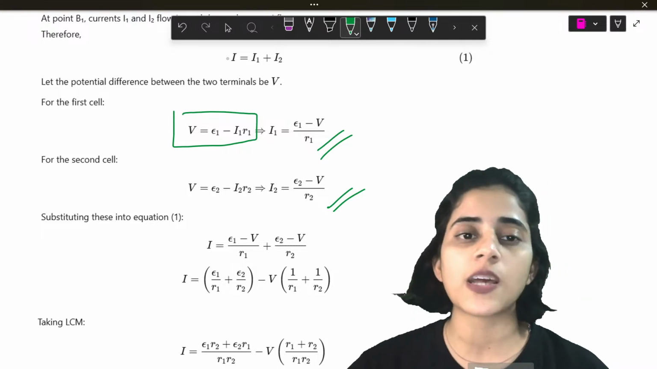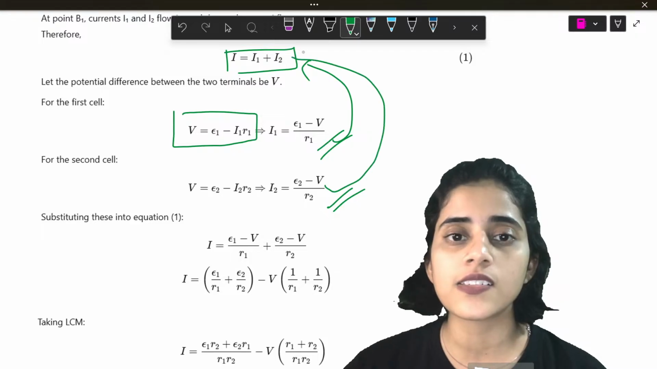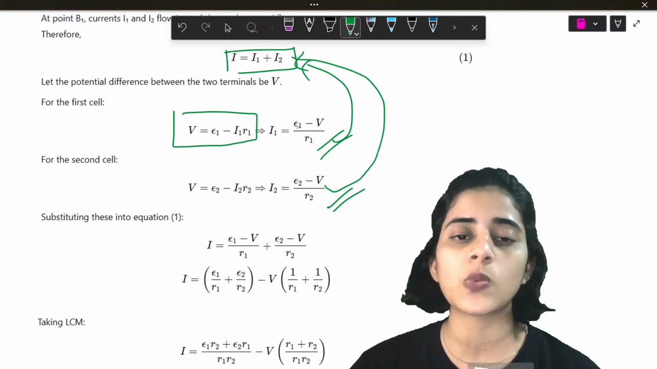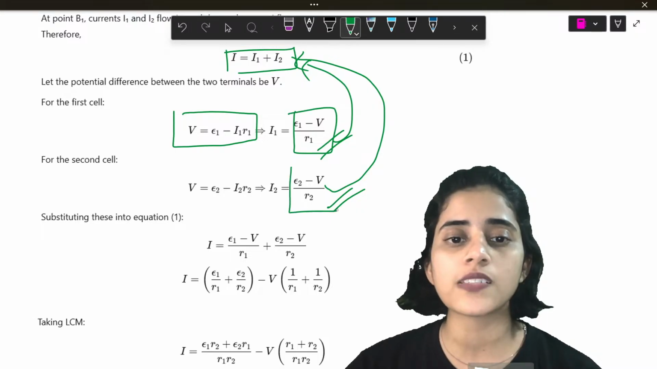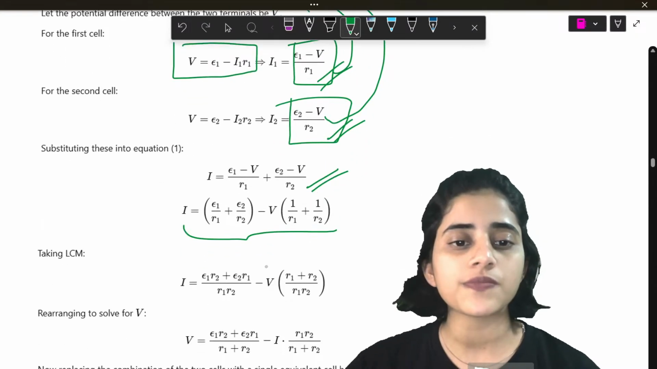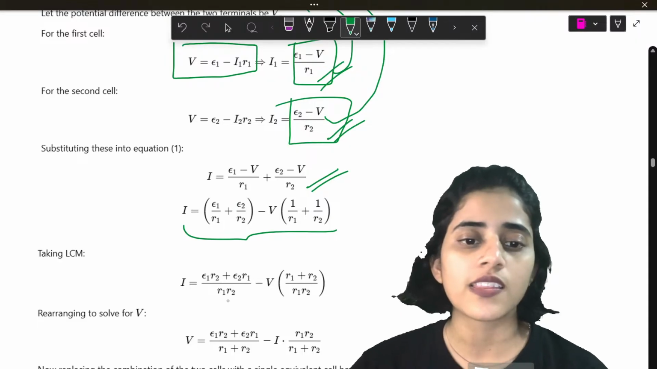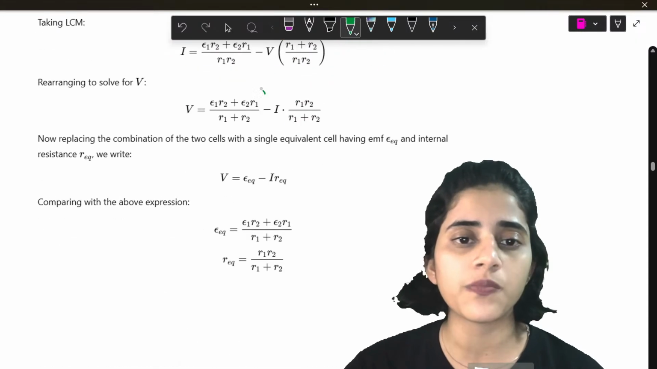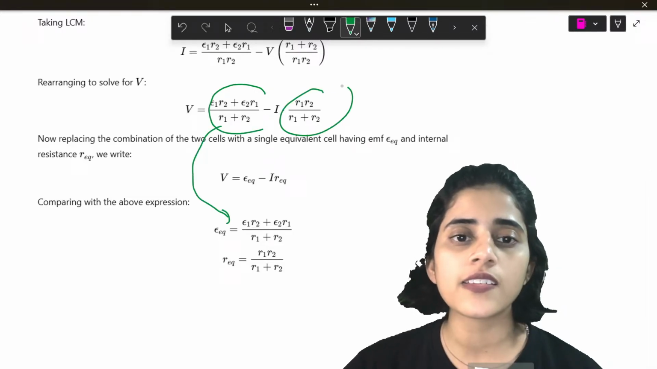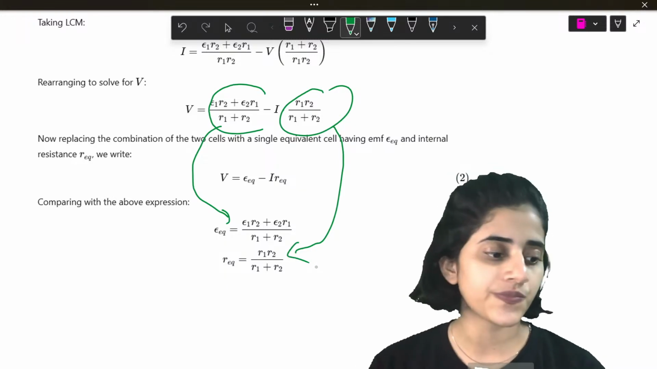Now let's substitute that here. So we will substitute this and this here. What is total I, I1 plus I2? What is I1? This value plus this value. So let's add them. You get this formula. Now you can write this whole term as E equivalent and this whole term as R equivalent.